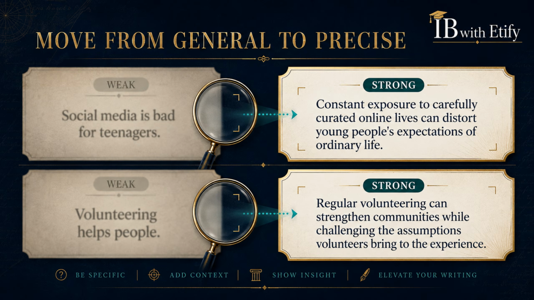Equally important is nuance. Compare: "Social media is bad for teenagers." With: "Constant exposure to carefully curated online lives can distort young people's expectations of what ordinary life should look like." The second sentence communicates a more precise idea. Compare: "Volunteering helps people." With: "Regular volunteering can strengthen communities while also challenging the assumptions volunteers themselves bring to the experience." Again, precision creates sophistication.